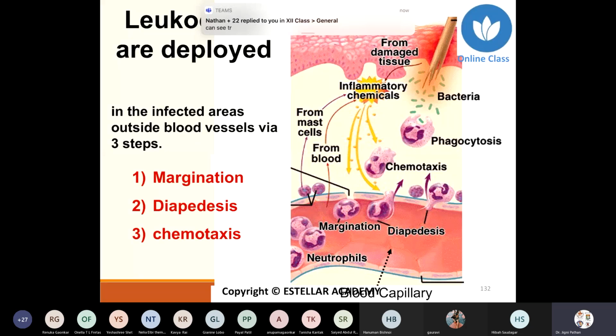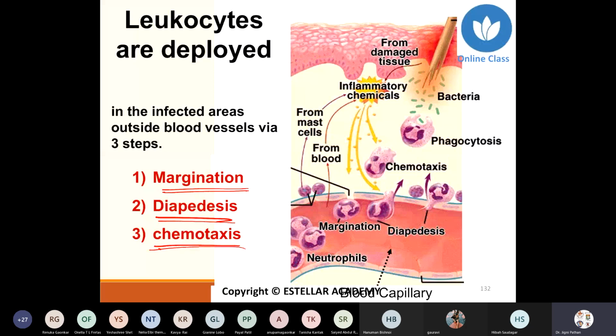Okay. So when the infection is outside the blood vessel, how do they reach it? By margination, diapedesis, or chemotaxis. These are the three methods by which they reach the infected area, because leukocytes are the cells that reach the infection area. Now, what is margination?